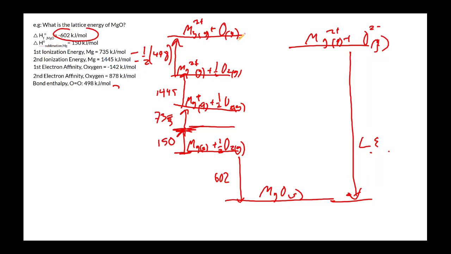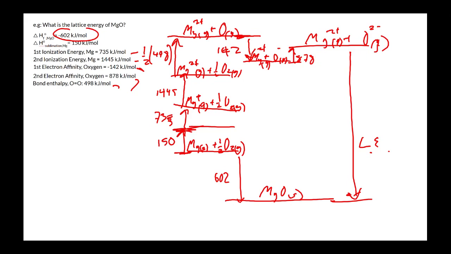Then I have to ionize my oxygen. The first electron affinity, which takes me down to O1- gas with my magnesium 2+ gas ions, that's right here, first electron affinity. It's a negative number, so that's down 142. And then the second electron affinity to get me up to oxygen with a 2- charge, that's a positive number. That's 878 kilojoules.